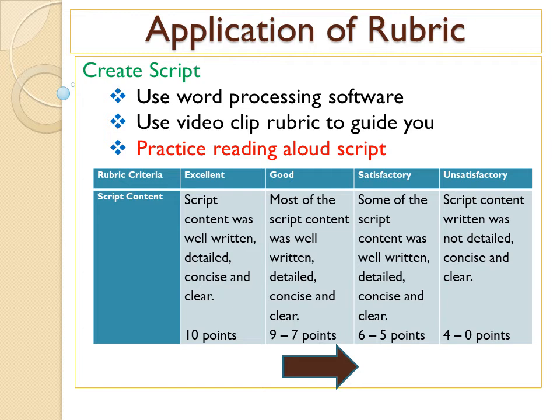Now the application of the rubrics. First, you have to create a script of what you want to say. You can use word processing software such as Microsoft Word or Google Docs to create the script. Then you can use the video clip rubric to guide you as to what you need to have in the script. Once you've created the script, you need to practice reading aloud. And this is scored with the rubric: excellent, good, satisfactory, and unsatisfactory.